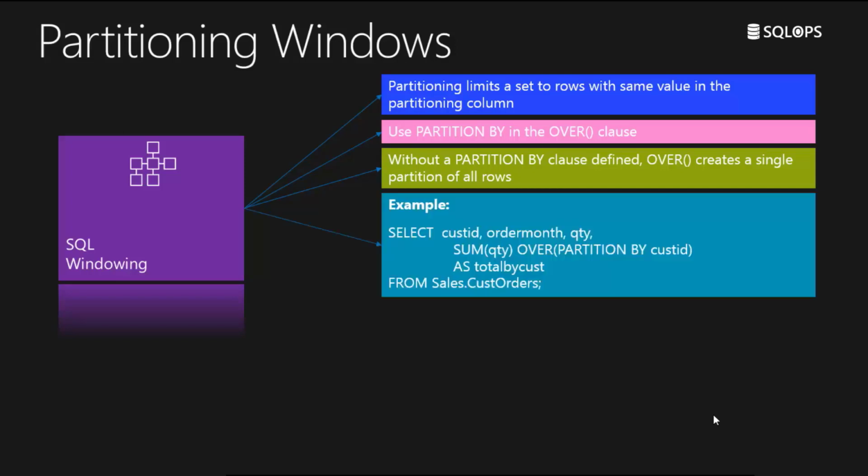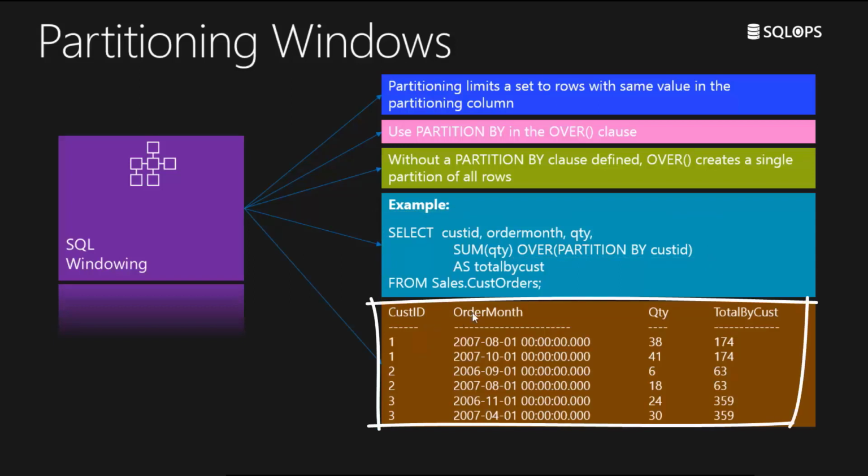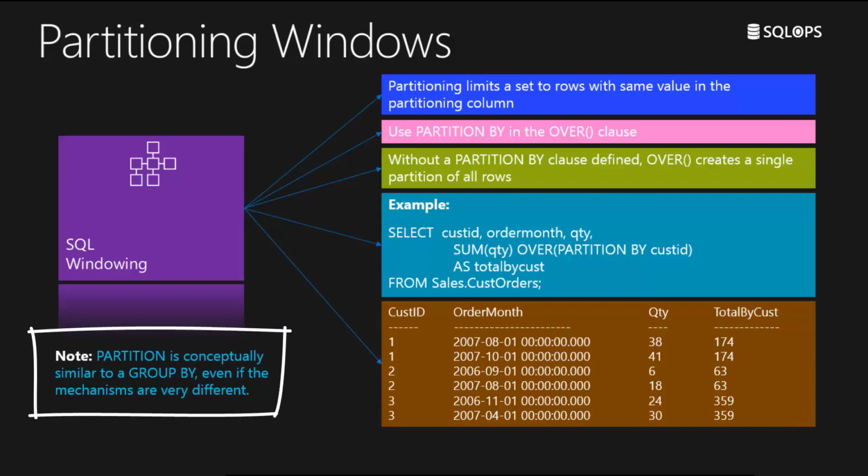Let's take a look at this example. In this query, we are using the PARTITION BY subclause in the OVER clause to create a window partition for rows with matching customer IDs. When you execute this query, it will return the customer ID, the order month, and the quantity that the customer ordered in that month, along with the total quantity ordered by the customer. Partition is conceptually similar to a GROUP BY clause, even if the mechanisms are very different. Let's execute this query and see what the results will look like.